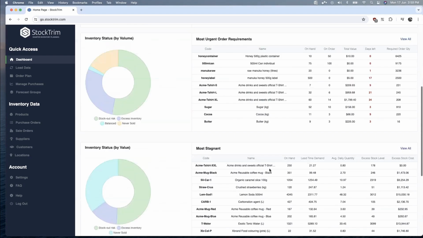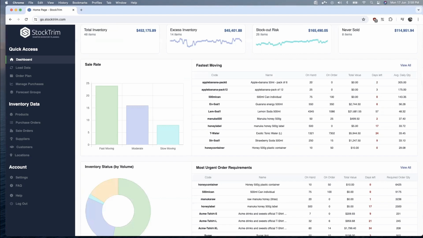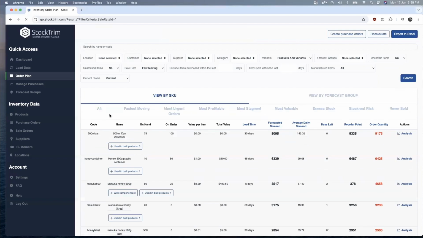The top one is the sale rate. This shows the relative numbers of fast, moderate, and slow-moving products. This serves essentially as an automated version of the traditional ABC analysis that experienced inventory managers would be familiar with, except that the system has automatically identified each of the products in each category. You can click on each bar to then go through to the audit plan filtered on each category.